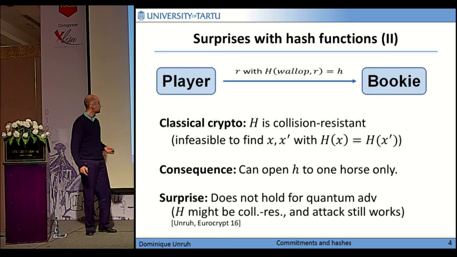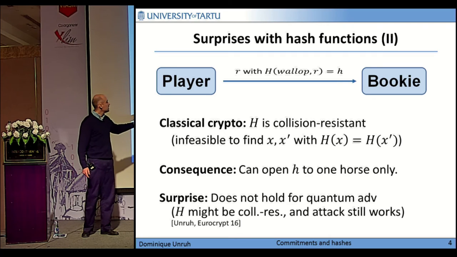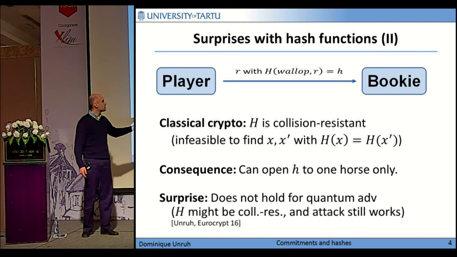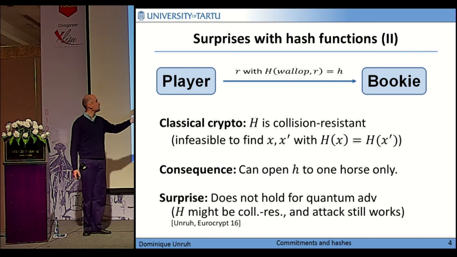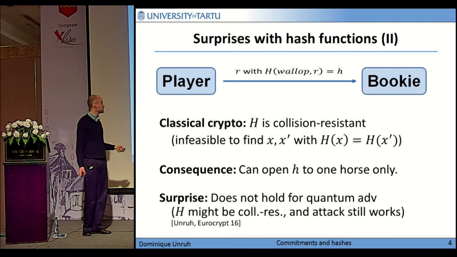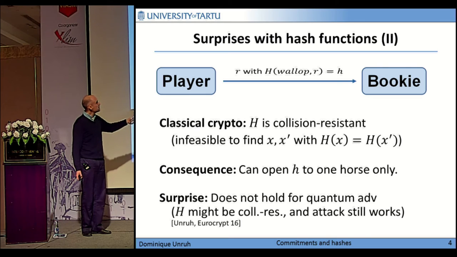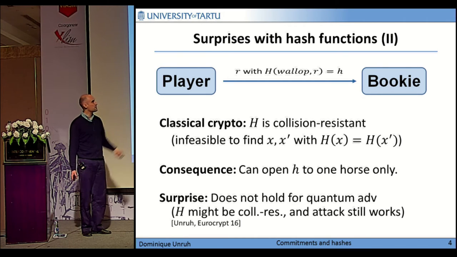But I guess everyone here knows that in classical cryptography, all we need to do is to take a collision-resistant hash function here. Because collision resistance means that it is infeasible to find two different inputs to this function that have the same hash.